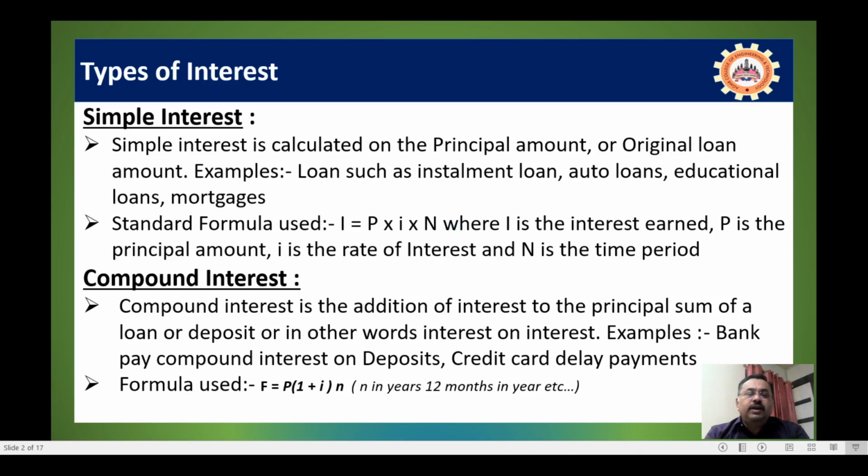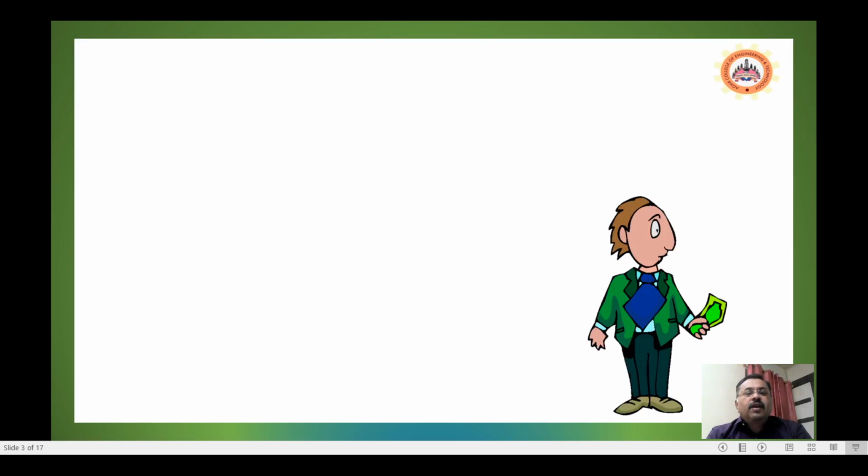The formula for compound interest is F equals P into (1 plus i) to the power of n, where n is in years, like 12 months, or 1 year, 2 years, or 3 years, the number of time periods for which the compound interest is calculated. Let us discuss compound interest and simple interest in detail in the further slides.